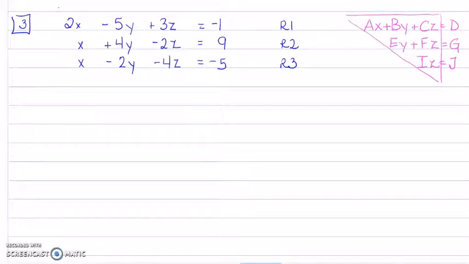So to do that, I'm going to take row 2 and then subtract row 3, which is going to give me a row 4. Row 2, yes, you get to rewrite all of this.